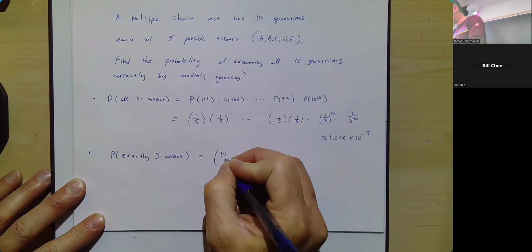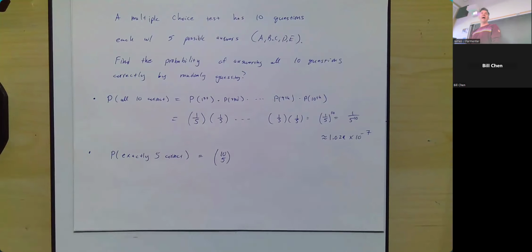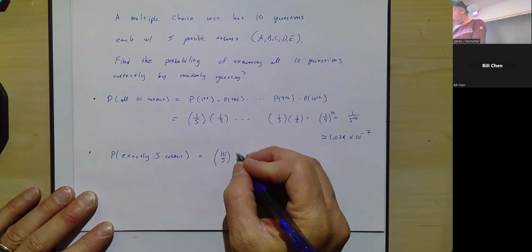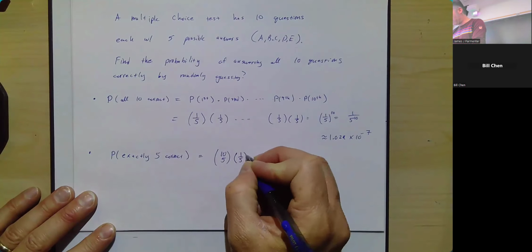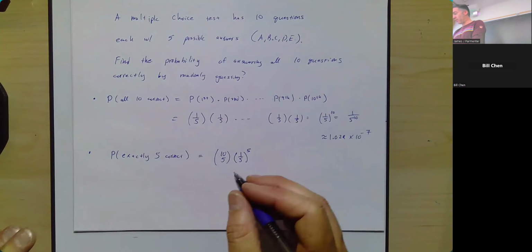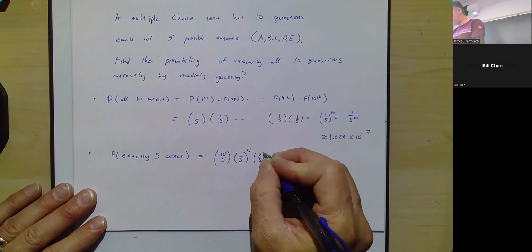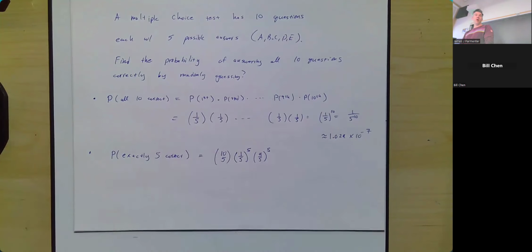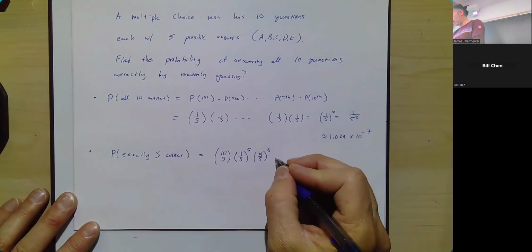So how many ways of doing that are there? There's 10 choose 5 ways of picking the 5 questions we're going to get correct. And then we're going to multiply by 1/5 to the 5th for the probability of getting 5 of them right. And then we're going to multiply by 4/5 to the 5th, the probability of getting the other 5 of them wrong.